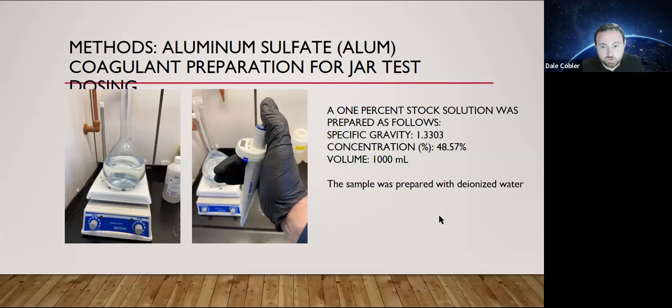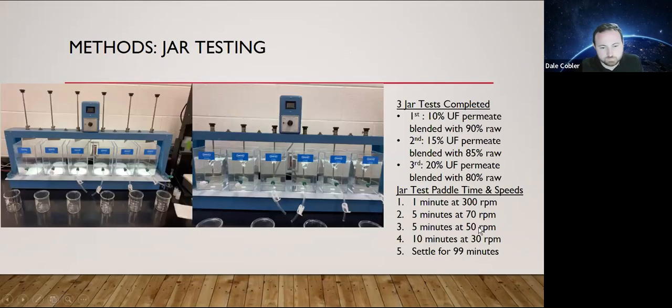So just a standard jar testing preparation to show methods here. 1 liter of a 1% stock solution of alum was prepared. Alum, aluminum sulfate, is a commonly used cationic metal salt coagulant for conventional drinking water treatment. Alum hydrolyzes quickly in water, forming insoluble precipitates that destabilize the particles via adsorption and charge neutralization. Making a 1% stock solution just simplifies the jar testing procedure. Sorry, moving a little quick to make up some time here.